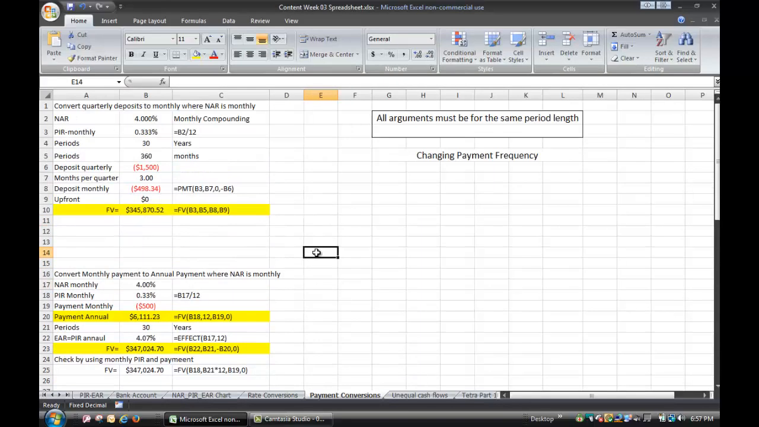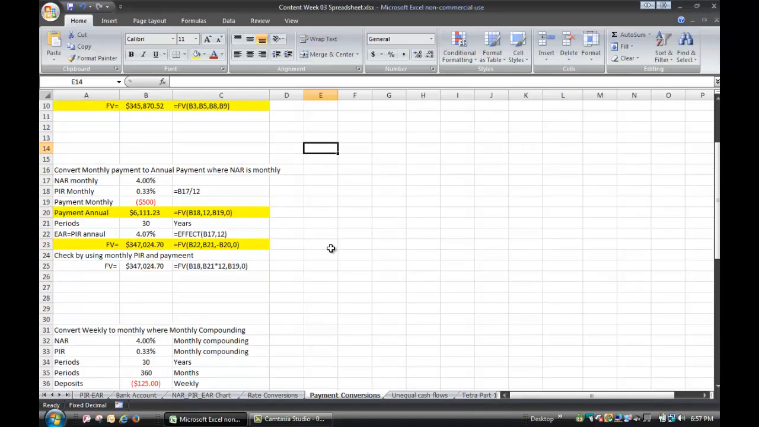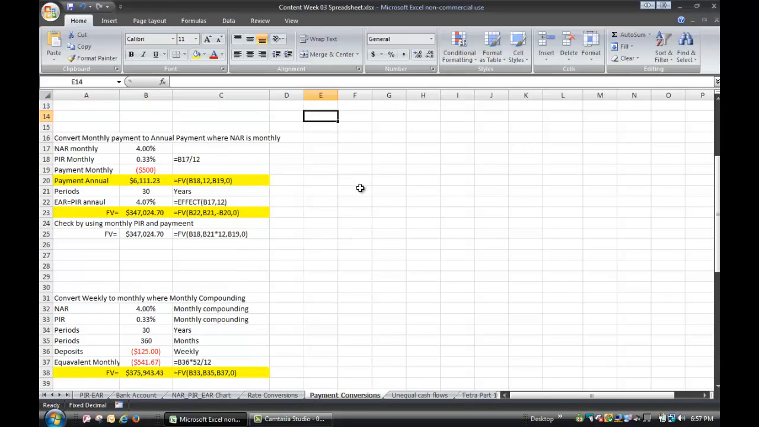For the second example, we're going to convert a monthly payment to an annual payment. So we're going from a shorter payment period to a longer one, and the NAR is monthly. Again, it's 4%. The PIR monthly, we're dealing with a monthly payment of $500, and we're going to combine 12 of those together into an annual payment. And to do that, you use the future value. You find a future value of 12 payments of $500 with a monthly rate of 0.33%.